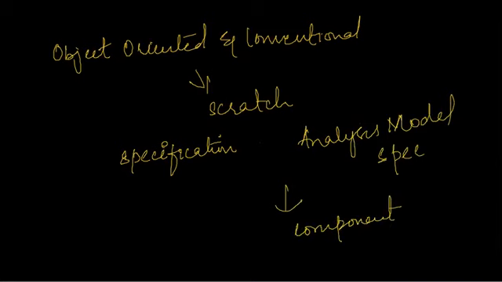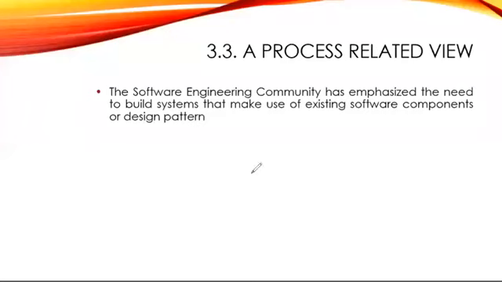Whereas if we come to the process related view, this technique is that you're giving more emphasis on building the system based upon the existing software components. That is, you're going to reuse the different components that are already available, and then you're going to create a design. So the software engineering community has emphasized the need to build systems that make use of existing software components or design patterns. So this process related view is going to reduce the cost and the time to build the software.